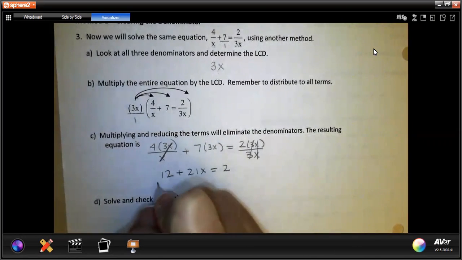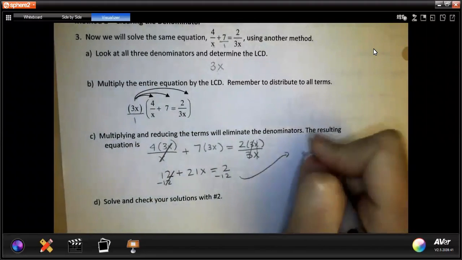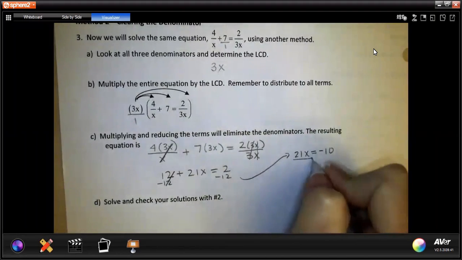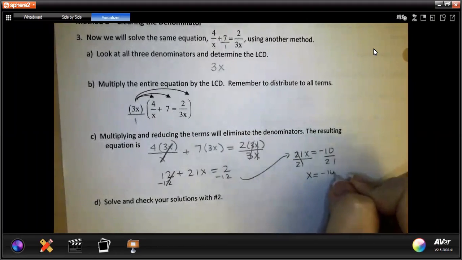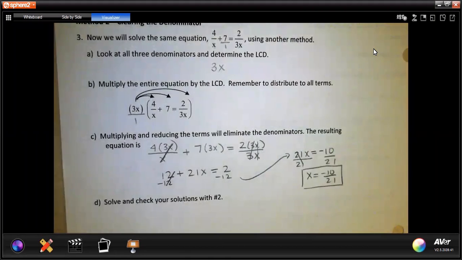We would subtract the 12. And so we get 21x is equal to negative 10. We divide by 21. x is equal to negative 10 over 21, which is the same thing we had gotten on the other side. So whether you use one method or the other, you're going to get the same answer. It's what do you feel more comfortable doing.